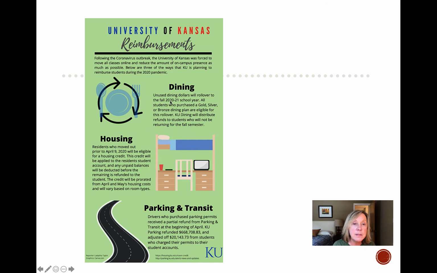And then the copy itself is still brief. Unused dining dollars will roll over to the fall 2021 school year. All students who purchased a gold, silver, or bronze dining plan are eligible for this rollover, etc. She doesn't have more than 3 sentences in each one of these little copy blocks. I would like to think that this is about as long as you want to get with copy on your infographic.